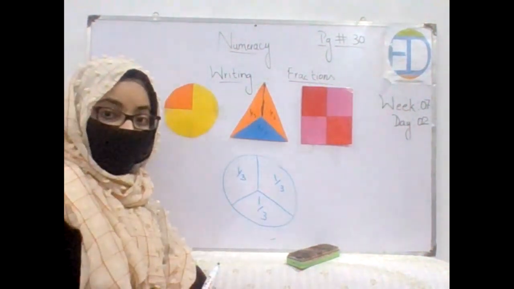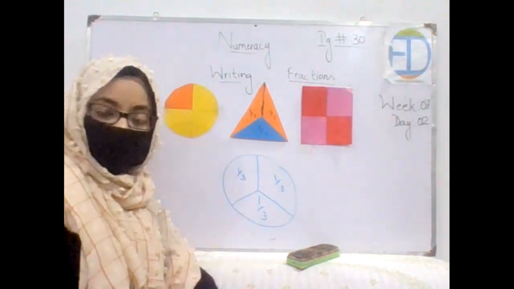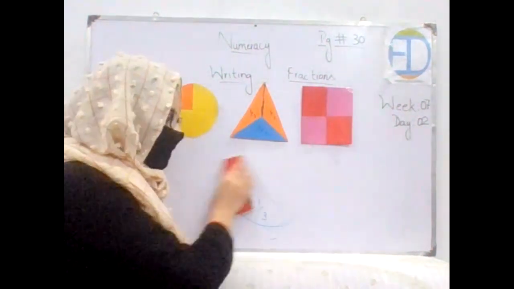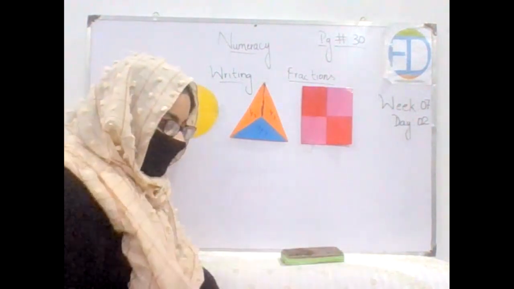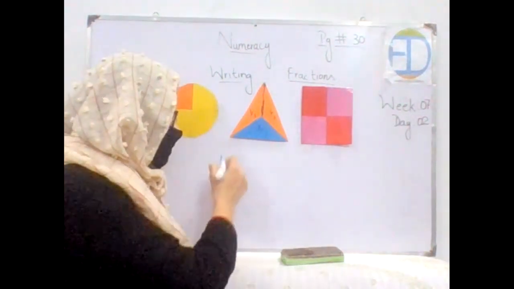Got it? Any confusion? No? Okay, should we move forward? Okay, now look at the next picture. The next picture is a rectangle. It's very simple.